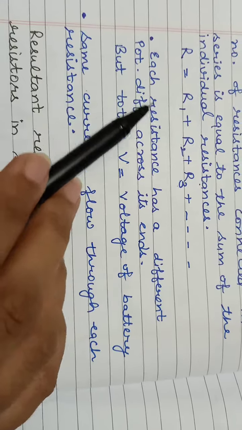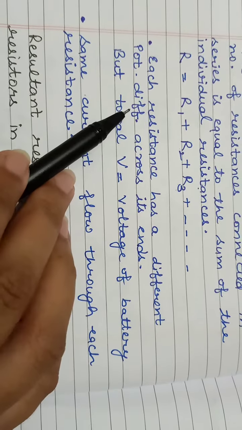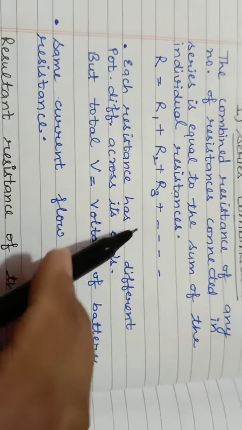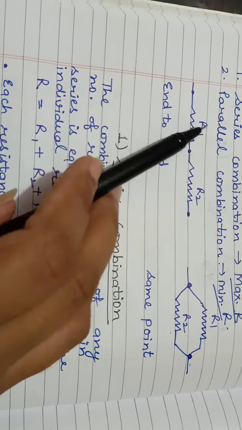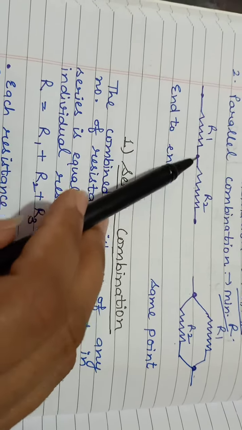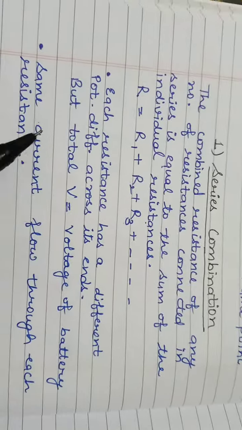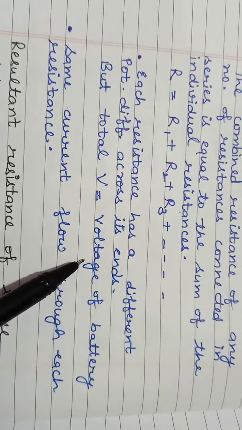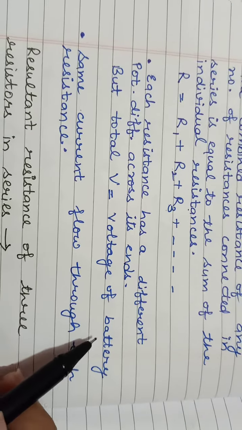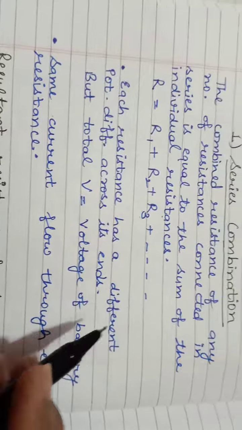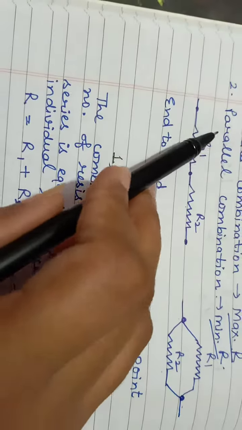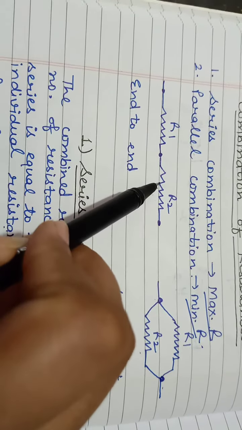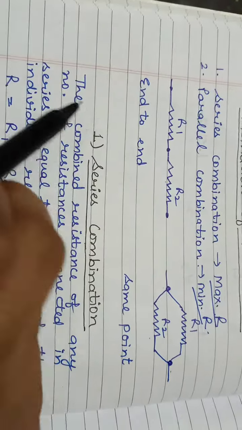The first point is each resistance has a different potential difference across its ends. That means suppose this is the diagram, so this R1 and R2 have different potential difference. But the total voltage is equal to the voltage of the battery. Suppose the battery is of 12 volt and these are the two resistances. This first resistance is getting 8 volts and the remaining 4 volts is for resistance number 2.